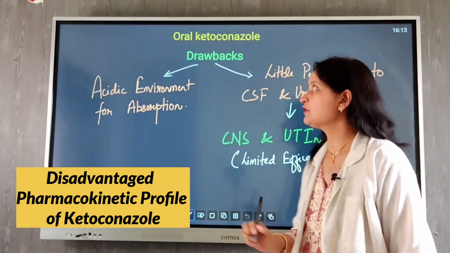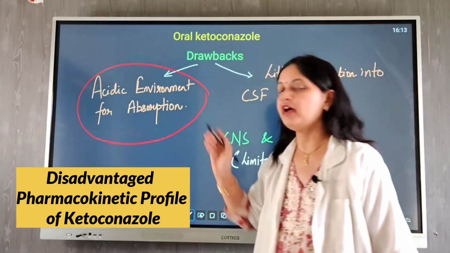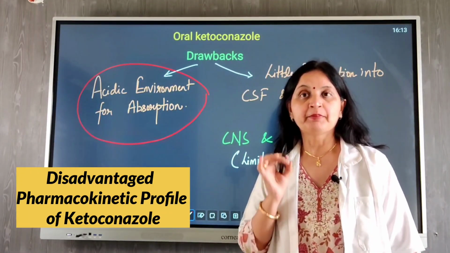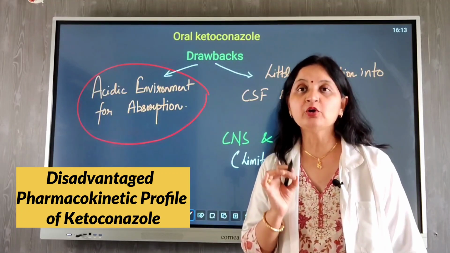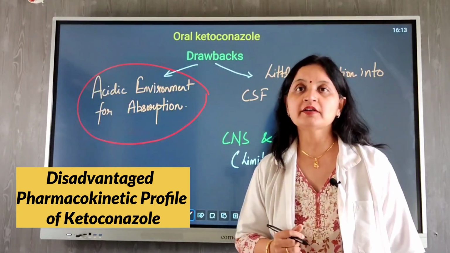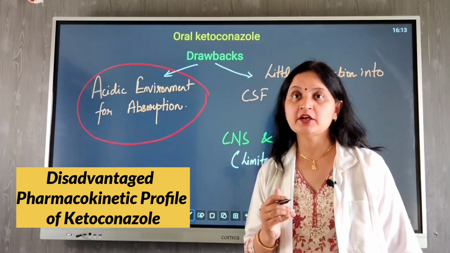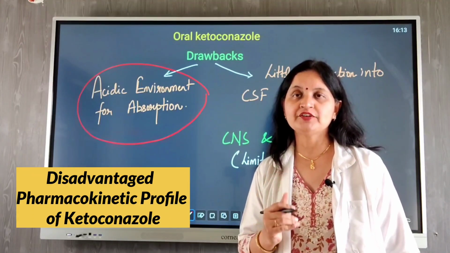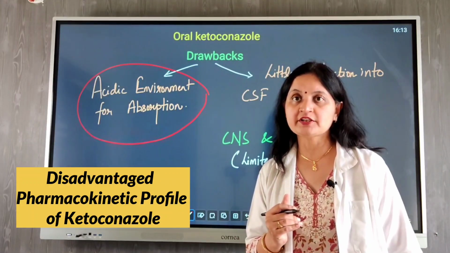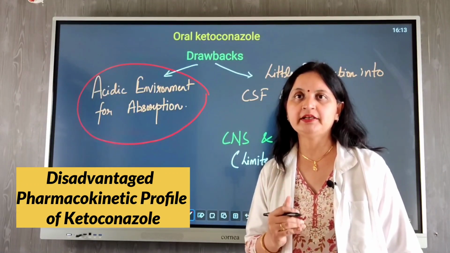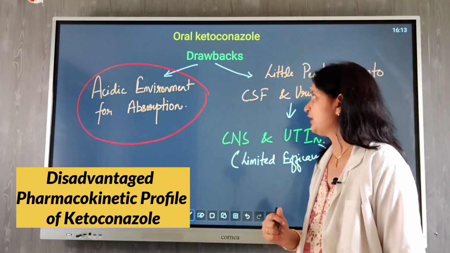So what are the drawbacks of oral ketoconazole? Firstly, it requires an acidic environment for absorption. Patients with achlorhydria, or patients who are receiving H2 blockers, bicarbonates or proton pump inhibitors, which increase the pH and alkalinity, have decreased absorption and decreased bioavailability of ketoconazole. So ketoconazole use is avoided in these patients.